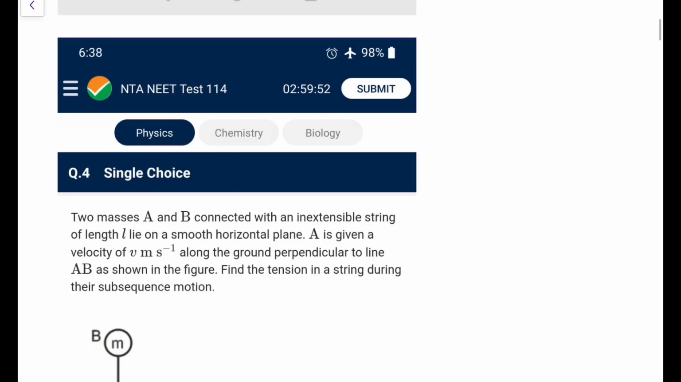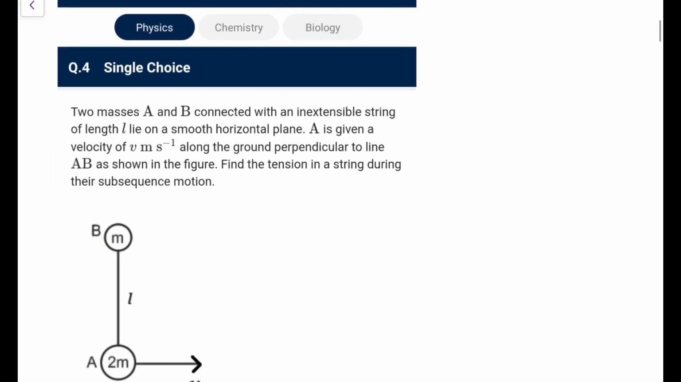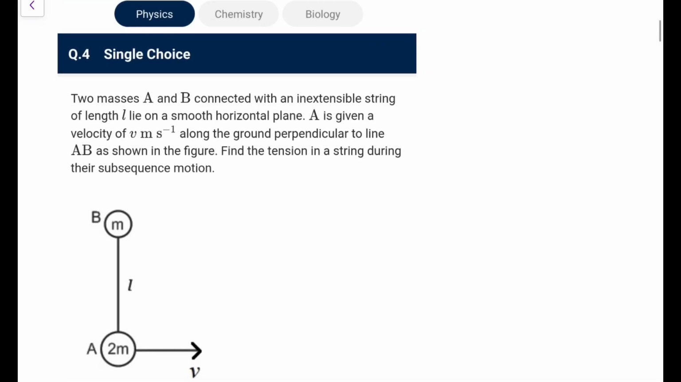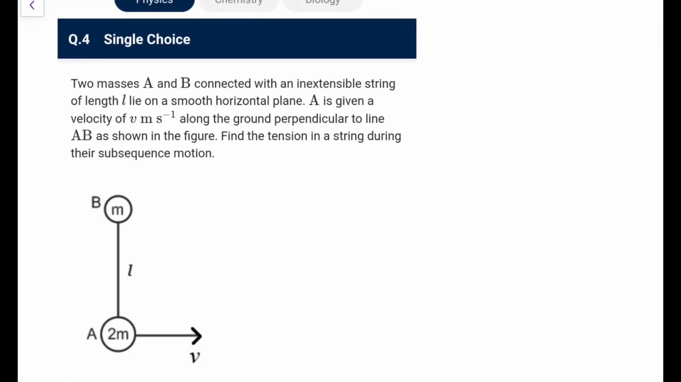Next one. Two masses A and B connected with an inextensible string of length L lie on a smooth horizontal plane. A is given a velocity of v meter per second along the ground perpendicular to line AB as shown in the figure. Find the tension in the string during their subsequent motion. You have given it a velocity v as shown in the figure, and m and 2m are given. First of all, I can find the velocity of the CM. The CM will be somewhere here. The velocity of the CM would be 2m times v upon 3m, that is 2v by 3.